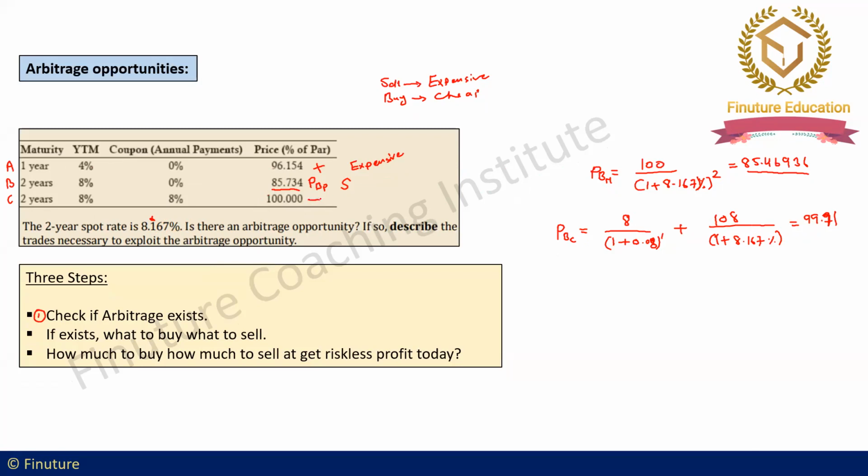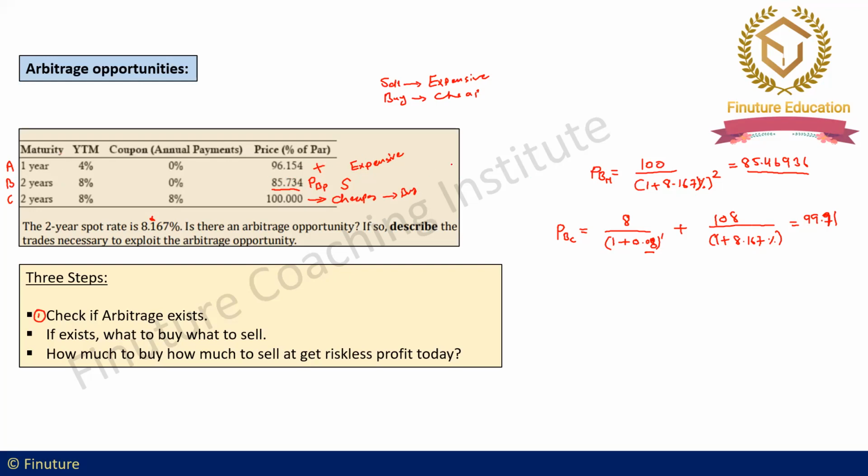So what you do, you buy this thing. This is cheaper, you will buy. Eventually you can decide from this also because this is a slight gray area. For the 2-year spot rate we have information, but we don't have information about the new YTM for 1 year. So for simplicity, we have taken it as 8%.